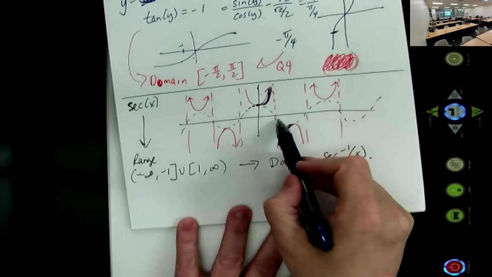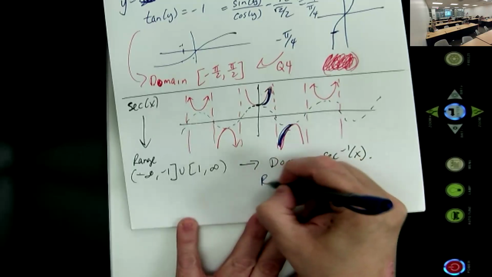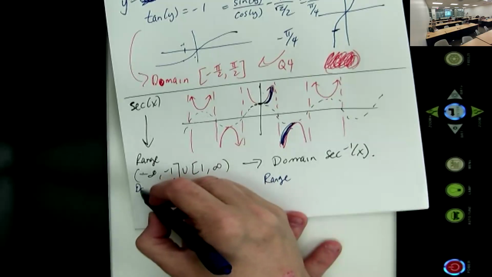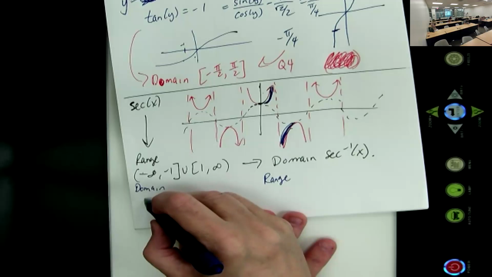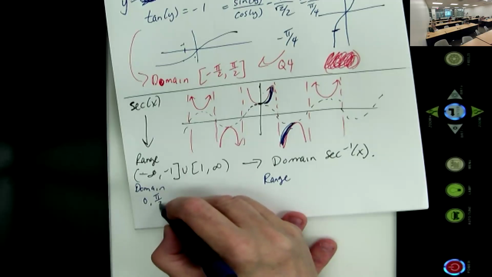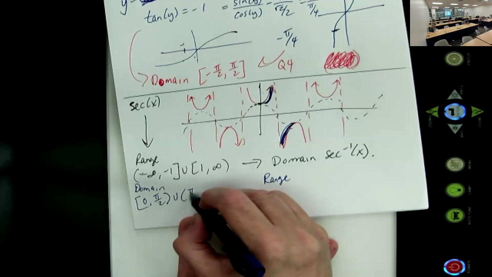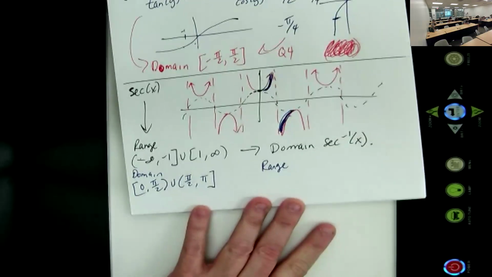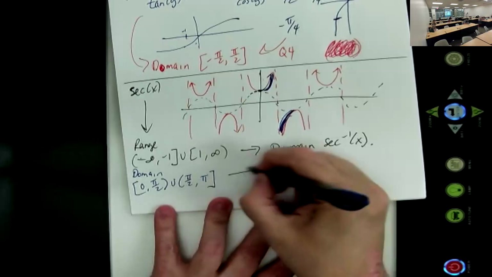And we have an asymptote in between it. The range it will be, because the domain of this secant to get that is 0 to pi over 2 in union with pi over 2 to pi. So that'll be the range.